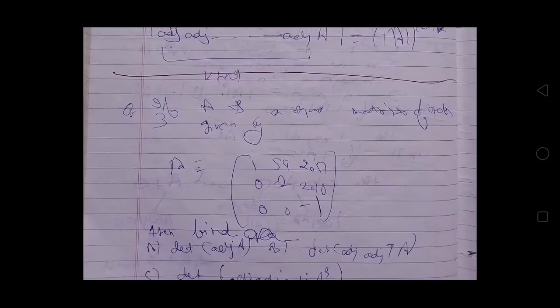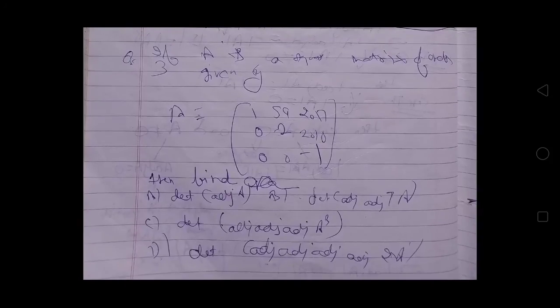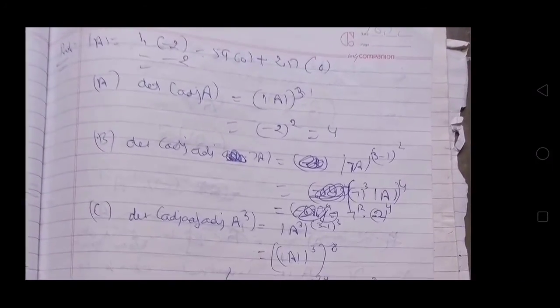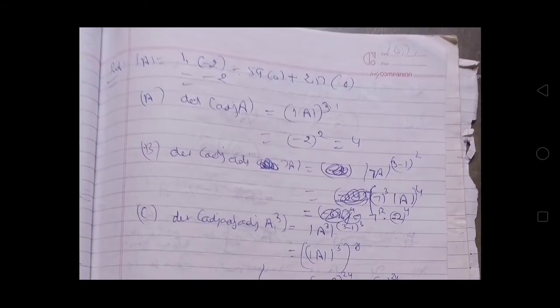Now see this question for better understanding. If A is a square matrix of order 3 given like this, then find all of these parts. So the proof says the determinant of A will be equal to minus 2. Now for part A, the determinant of adjoint of A will be equal to the 3 minus 1th power of the determinant of A. This will be further equal to minus 2 raised to the power 2. This will be equal to 4.